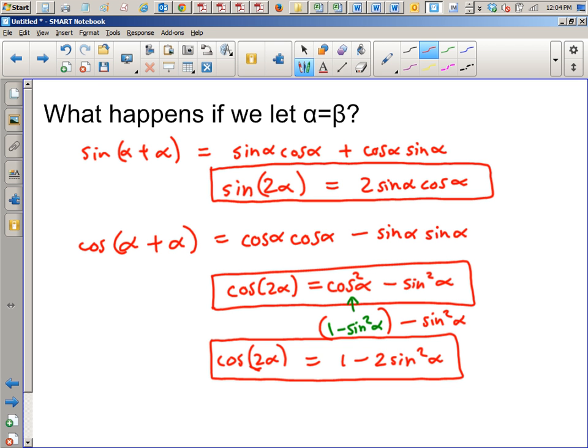But why stop there? Why not instead change the sine squared into a 1 minus cosine squared? This will give us a third version of the formula. So imagine changing this to a 1 minus cosine squared. You could do that too. This would give us 2 cosine squared alpha minus 1 for yet a third version of this same formula.